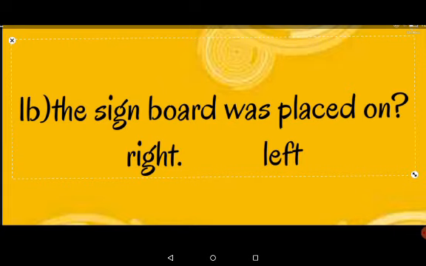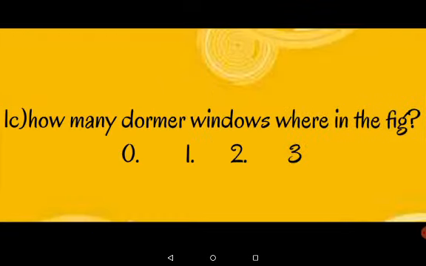I think you are done with that. Now the last question is, how many dormer windows were in the figure? 0, 1, 2 or 3. This is the part where you are supposed to know one basic thing, types of windows.